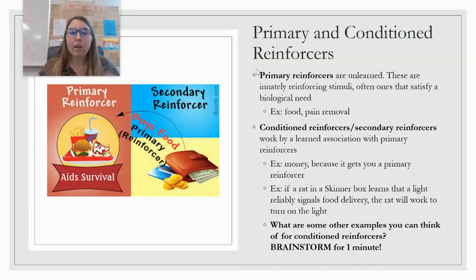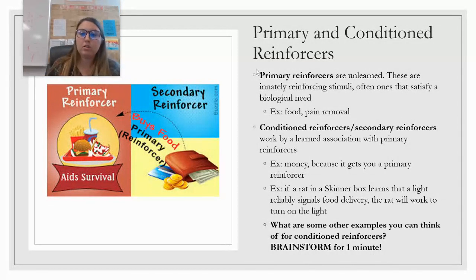Okay, so there are a few different types of reinforcers. Primary reinforcers are unlearned. These are things that are innately reinforcing. These are ones that often satisfy a biological need. So food, pain removal, sexual reproduction stuff, these are primary reinforcers.